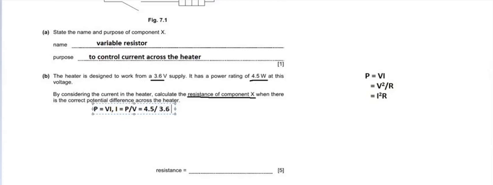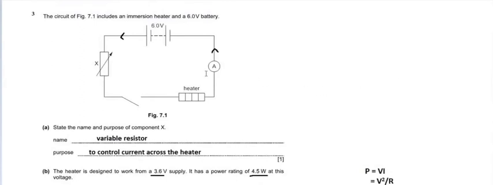So if you calculate 4.5 divided by 3.6, you can get the value of about 1.25 ampere. You will get the value of 1.25 ampere. So this is the current flowing through the heater, and of course if this current is flowing through the heater, the same current must flow through this variable resistor, because this is a series circuit, so current across the entire circuit should remain the same.